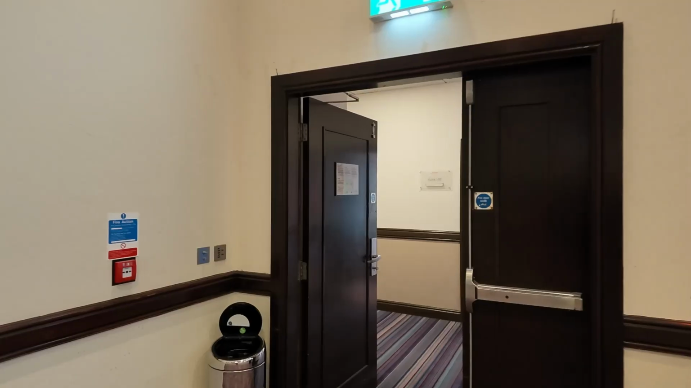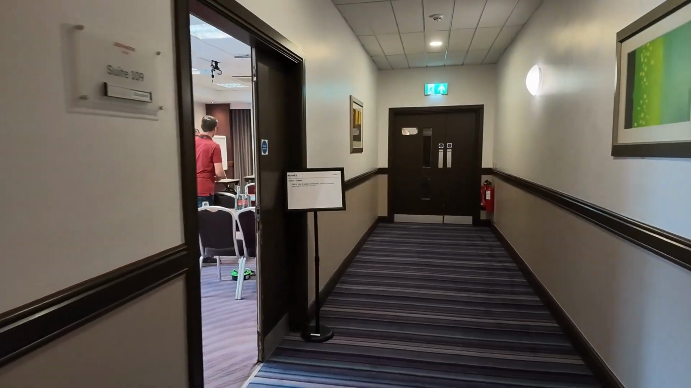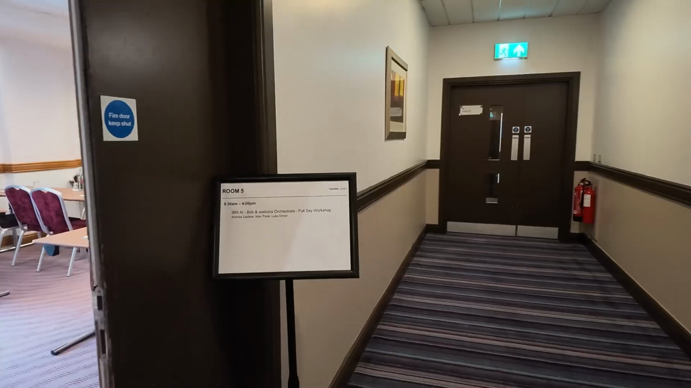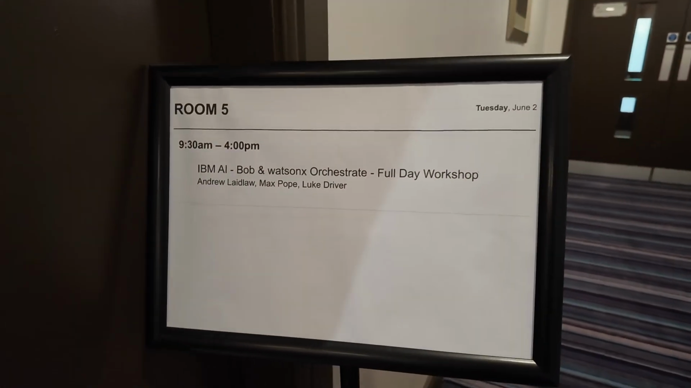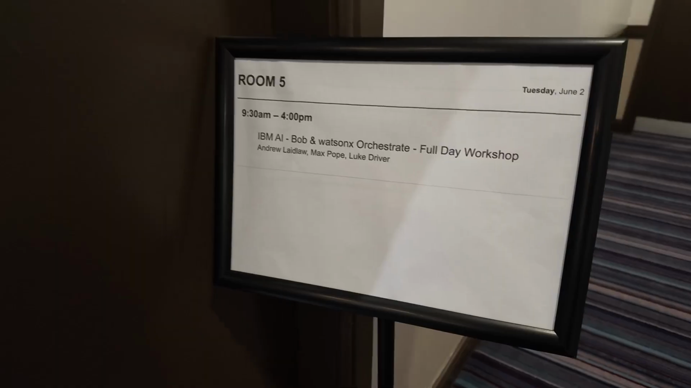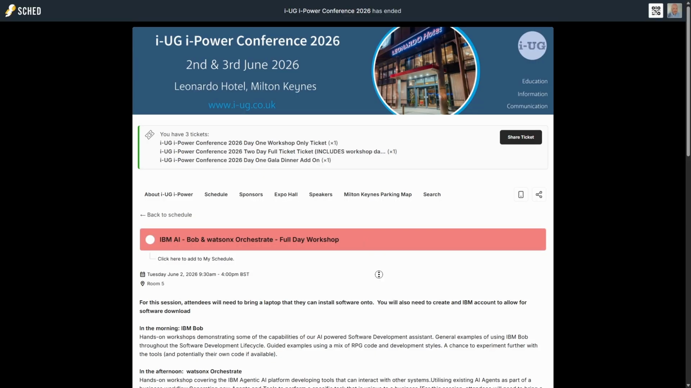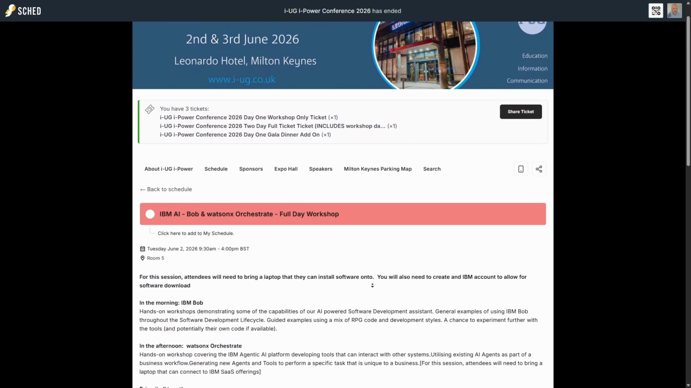So go through the expo hall, go through this door. One of particular interest, I think will be a busy room, is the IBM i Bob and watsonx all-day workshop. The all-day session was hosted by IBM's very own Andrew Laidlaw. The workshop was split into 2 halves, with the morning session focusing on IBM Bob.